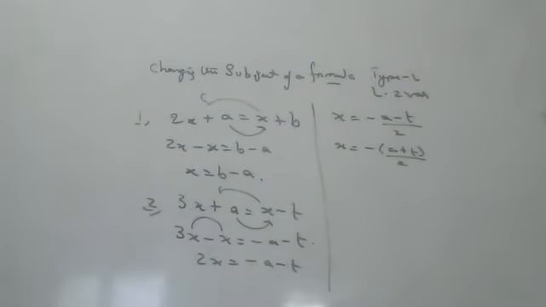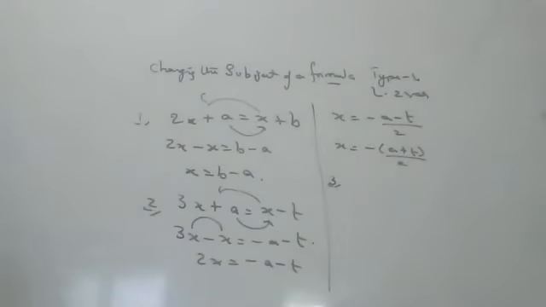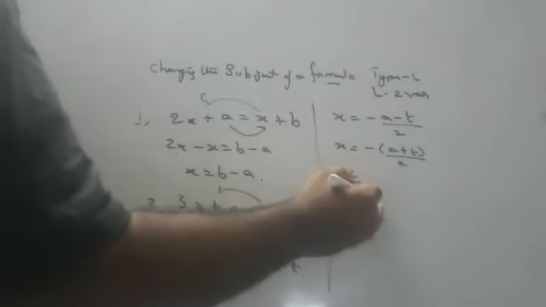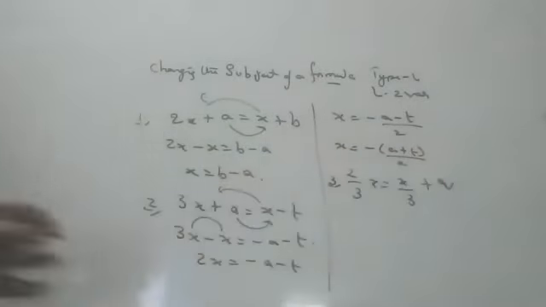Normally in your textbooks they don't explain this properly. But if you know how to change the subject, then you will be in a position to find the coordinates for the graph. So next, 2 by 3 x is equal to x by 3 plus q. Make x the subject.